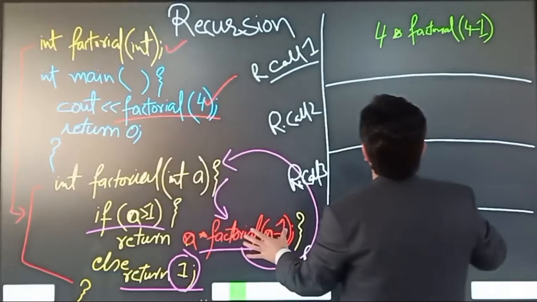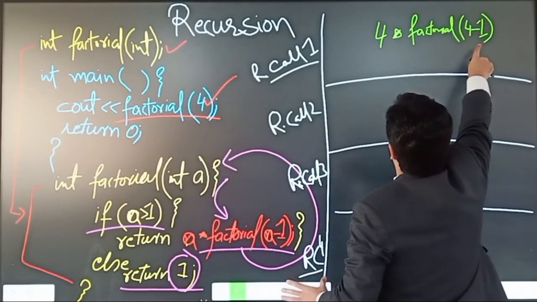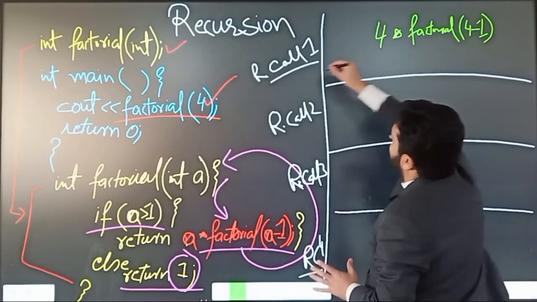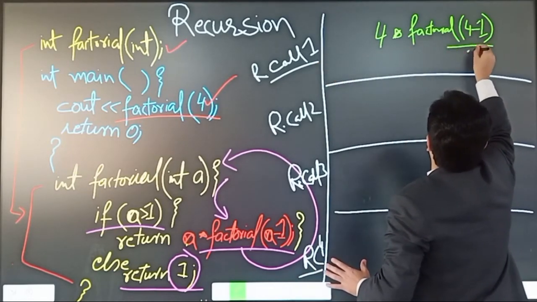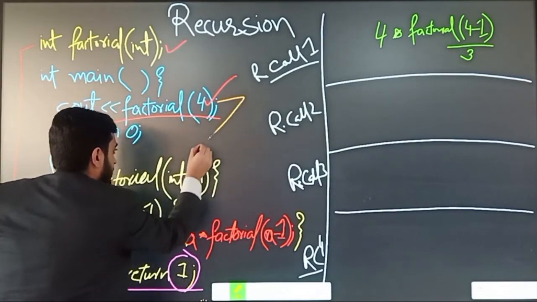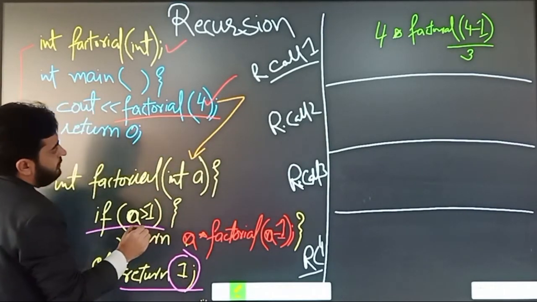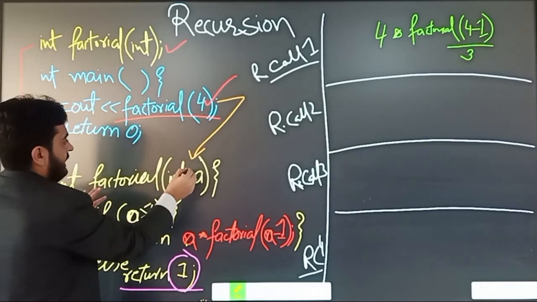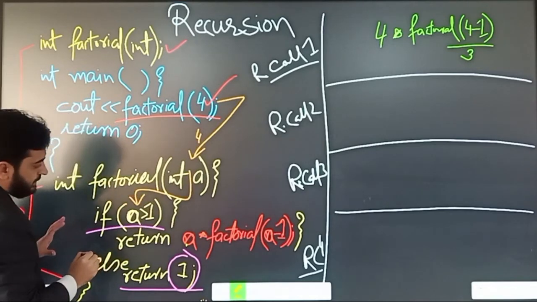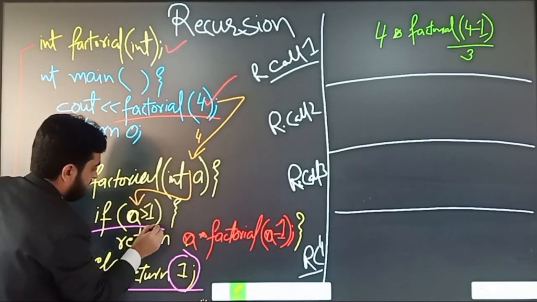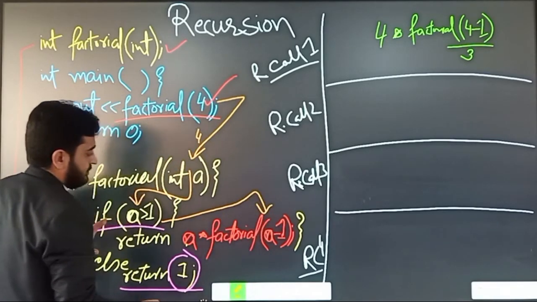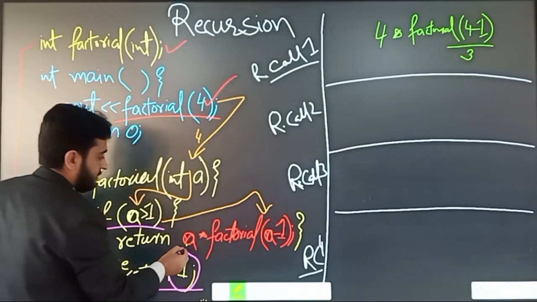In the first calling, the value of a is 4 multiplied by factorial 4 minus 1. So in the first calling, we are passing the value 3 to the function. It means that we are executing the user defined function like this. 4 is coming through this path, through this condition, and then the condition becomes true to execute this whole statement.